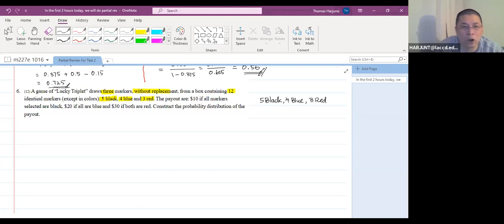The payouts are, in this game, they give you money. The payouts are $10 if all 3 that you select are black, $20 if all blue, and $30 if all red.